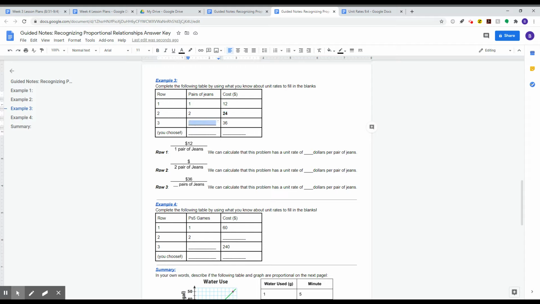Finally, pairs of jeans here. If it costs $36, how many pairs of jeans is it going to be? Well, this is the same thing, but instead of multiplying 1 by a number, we're going to multiply 12. So let me just do this, actually. I forgot I have this.